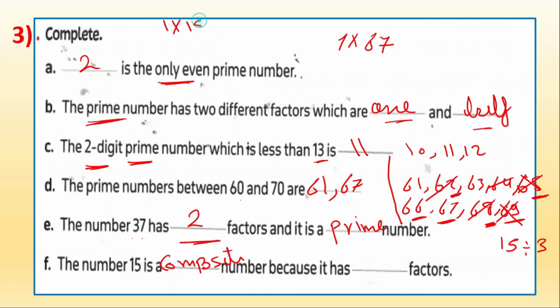1 times 15. Then 2 times any number gets 15? No. Move to the next. 3 times 5. And then 4 times any number gets 15? No. So it has only 4 factors. Got it? That we have finished our lesson today. I hope you've got it.